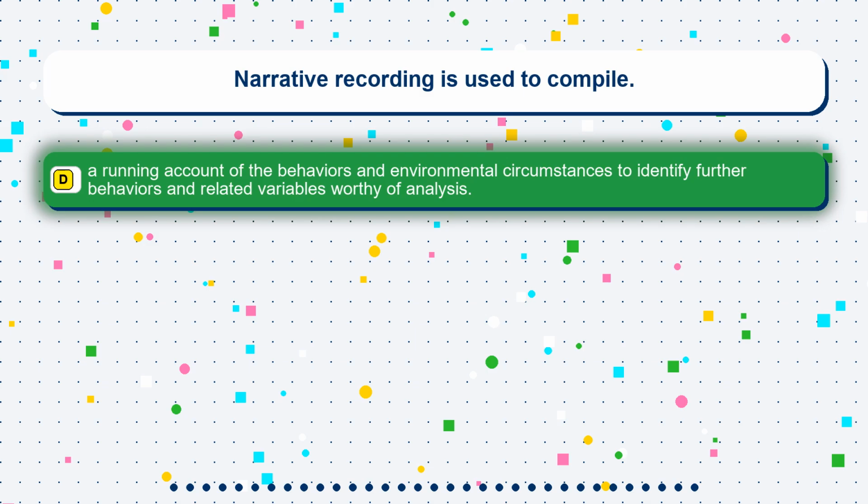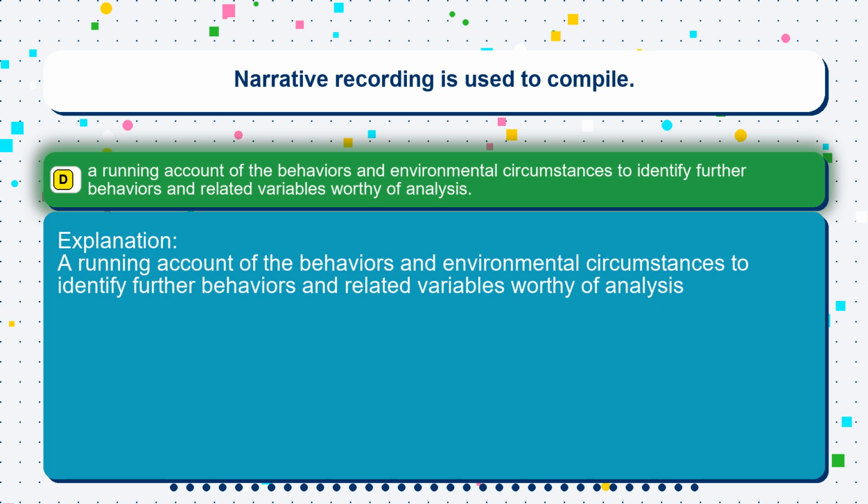The correct answer is option D, a running account of the behaviors and environmental circumstances to identify further behaviors and related variables worthy of analysis.